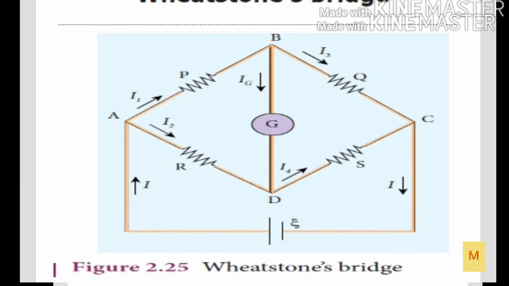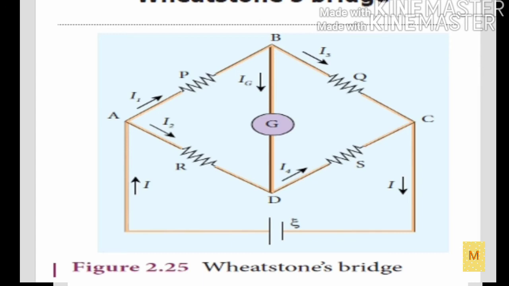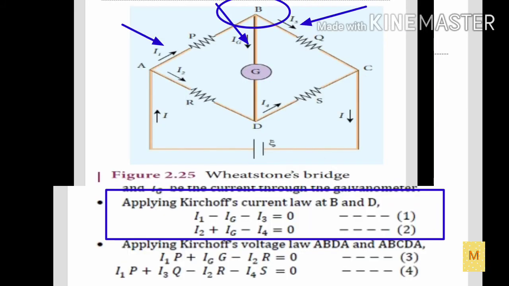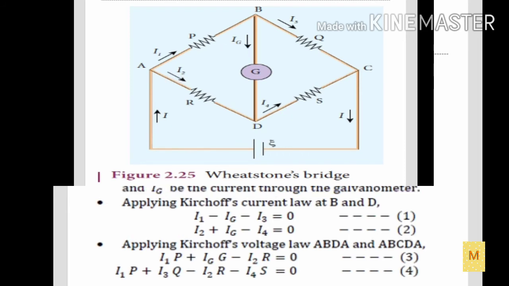Let I1, I2, I3, I4 be the currents flowing through the various branches, and Ig be the current flowing through the galvanometer. Applying Kirchhoff's current law at points B and D, we can write I1 minus Ig minus I3 is equal to 0. This is equation number 1. Similarly, I2 plus Ig minus I4 is equal to 0. This is equation number 2.